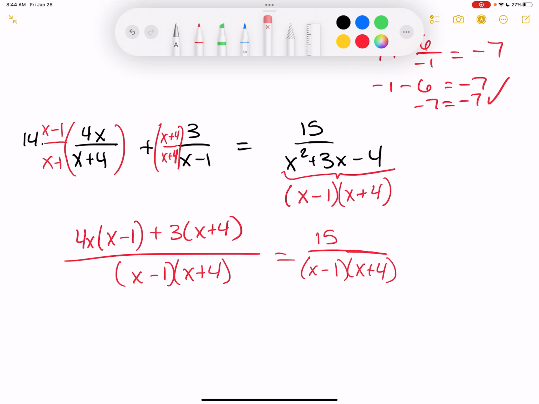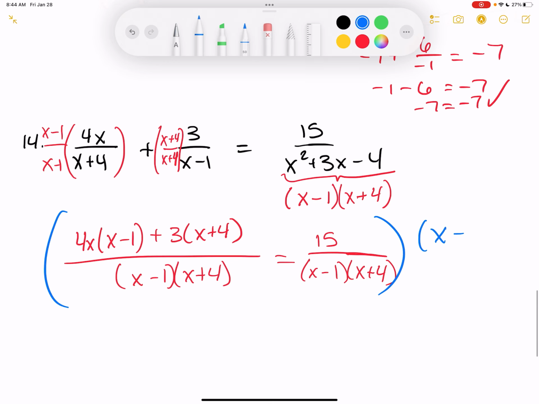Technically, what's happening is that we're in reality multiplying this whole thing by x minus 1 times x plus 4, which is canceling out the denominators on both sides. But if they're the same, you can do that, so you can just get rid of them. You don't necessarily have to show me that. Just visually know that that's what's happening.